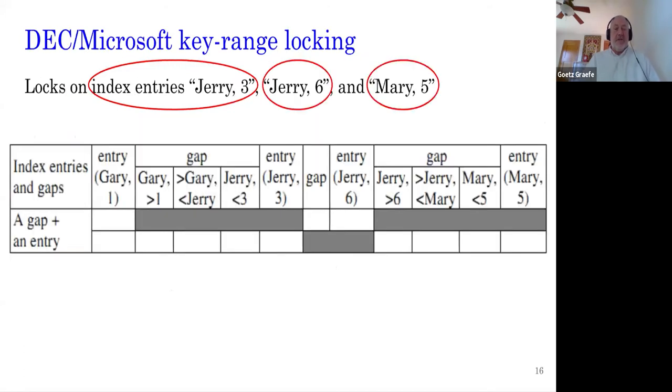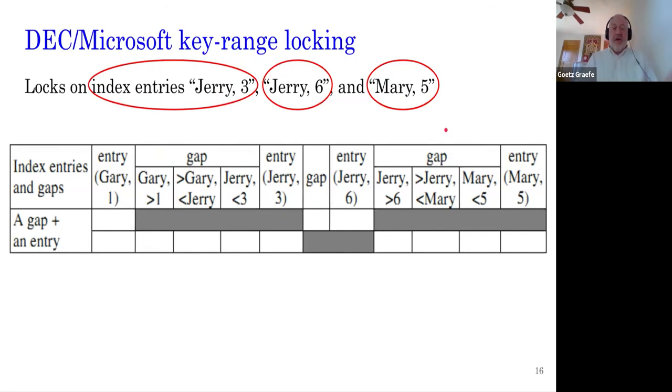The third traditional system is Microsoft key range locking, which is actually invented at Digital, but then a whole bunch of people moved from DEC to Microsoft, and some of this technology came along with them. Here, we actually lock only within a single index. We do not lock across multiple indexes like IBM ARIES IM does. And we also lock index entries. So when we lock this index entry, we lock this index entry and the entire gap to the left. Jerry 6, index entry, gap to the left. Mary 5, index entry, gap to the left.